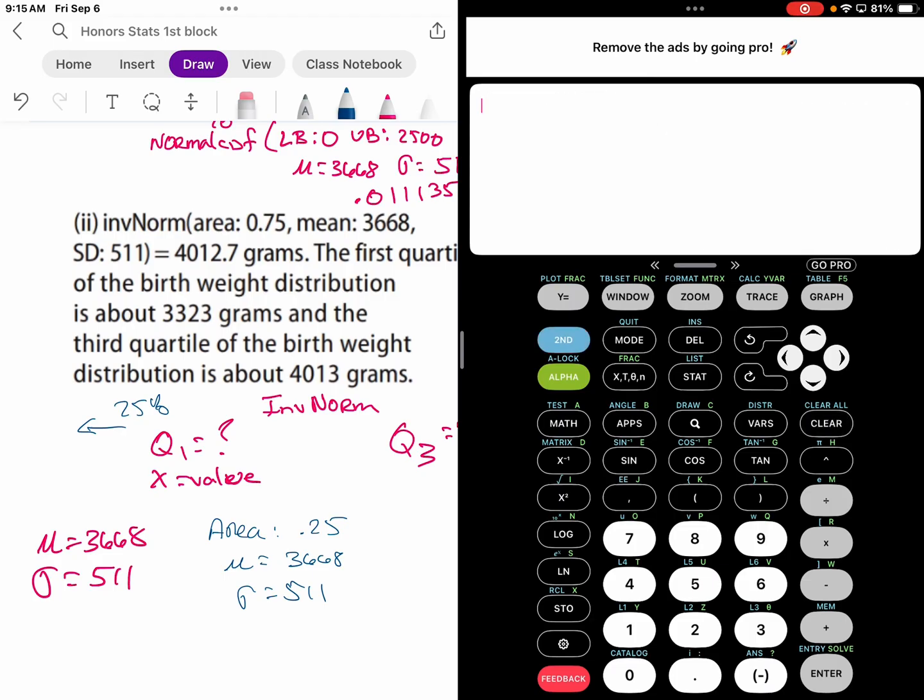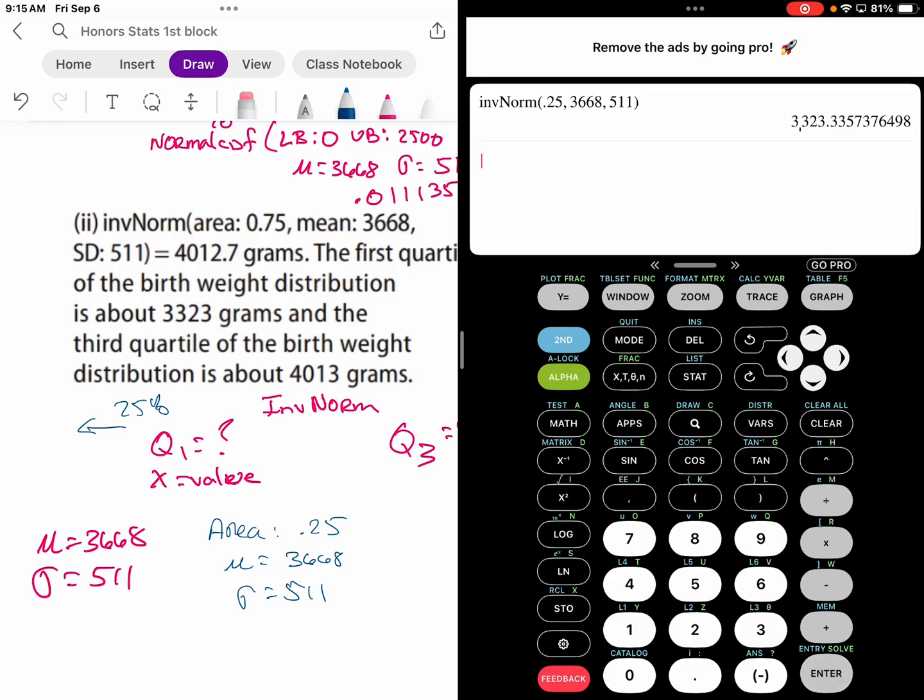Okay, let's clear the screen. Second vars, inverse norm. Now we go 0.25, comma. You missed the point again. Dang it. My fingers, holy smokes. Point. Still not there. I broke the decimal point. I worked it too hard. All right, area, vars, inverse norm, area, point. There we go, 0.25. And then 3668, and then comma, 511.